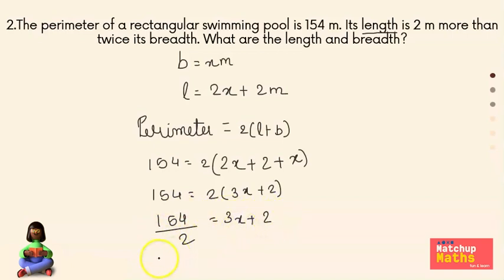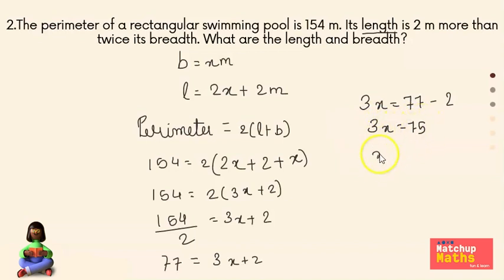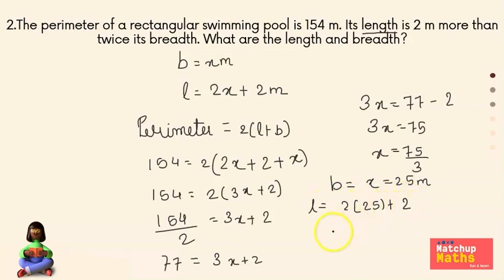When we divide 154 by 2, we get 77. So 77 is equal to 3x plus 2. So we can write 3x is equal to 77 minus 2. So 3x is equal to 75. So x is equal to 75 by 3, which is equal to 25. So we get the breadth as 25 meter and the length will be 2 into 25 plus 2, so 50 plus 2, that is 52 meter. So we get the length as 52 meter and the breadth as 25 meter.